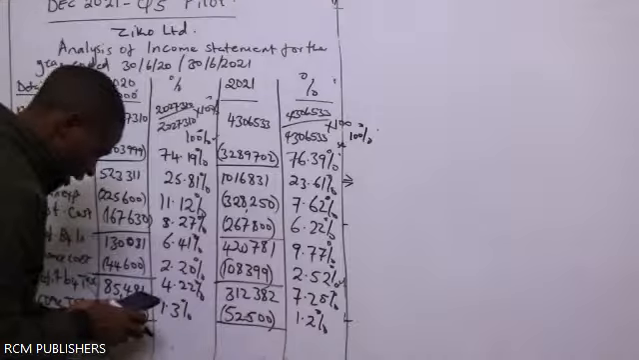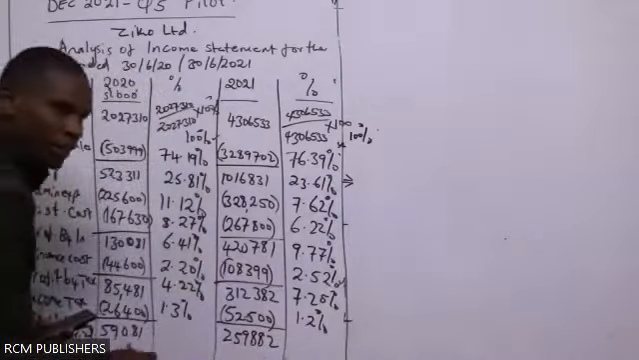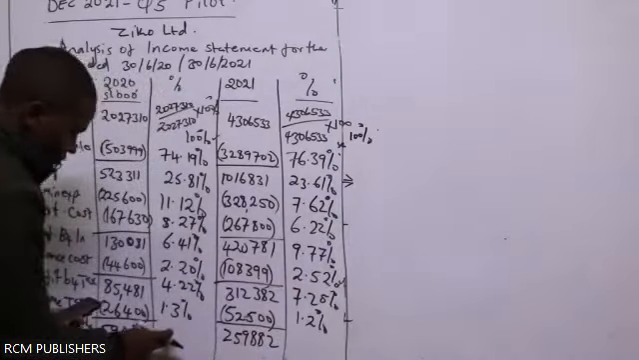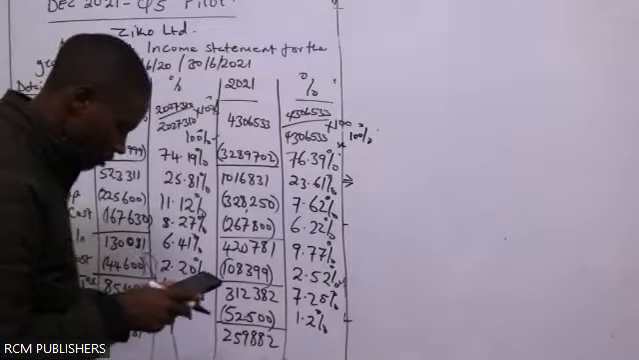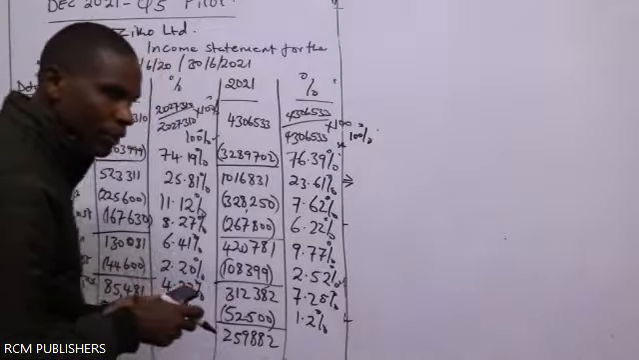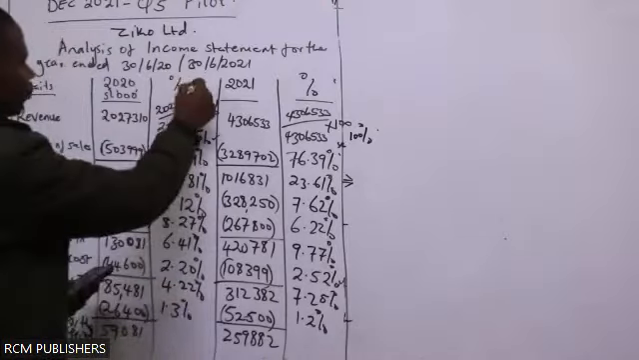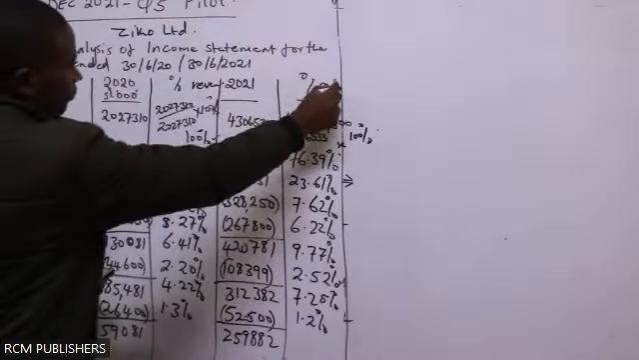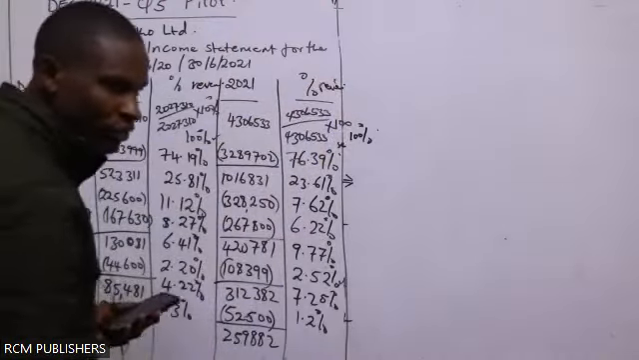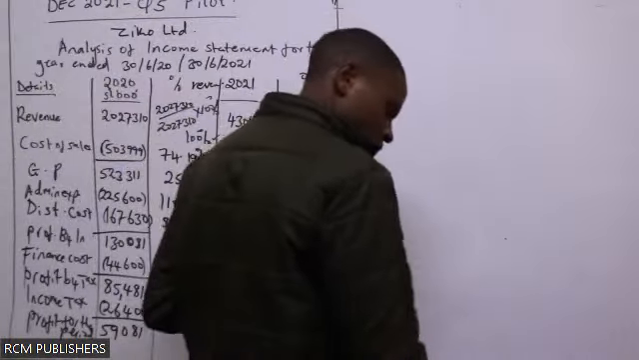59,081, 259,882. 259,882. Haya, patia hii ya profit for the year, napata ngapi? Profit for the year, as a percentage of revenue. Profit for the year mnapata ngapi? Then you go to dividend, of course.